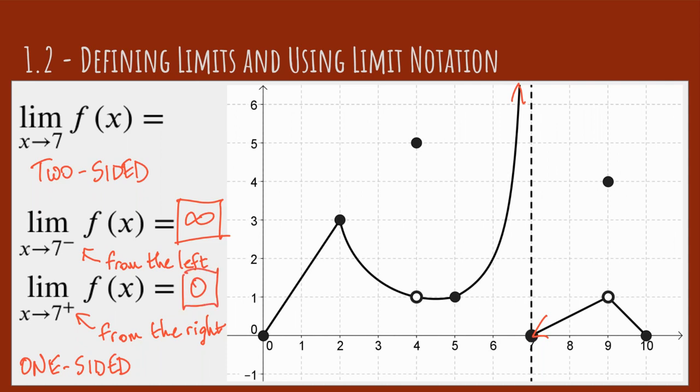Now, with one-sided limits, all we care about is what's happening on one side or the other. Okay, the opposite side doesn't matter. With a two-sided limit, both of these have to match up. If both of the one-sided limits do not match up, that's when we're going to say the limit does not exist. Or at least that's one case that we're going to say it does not exist. There's other things that could make a limit not exist, but this is going to be one of the big ones.